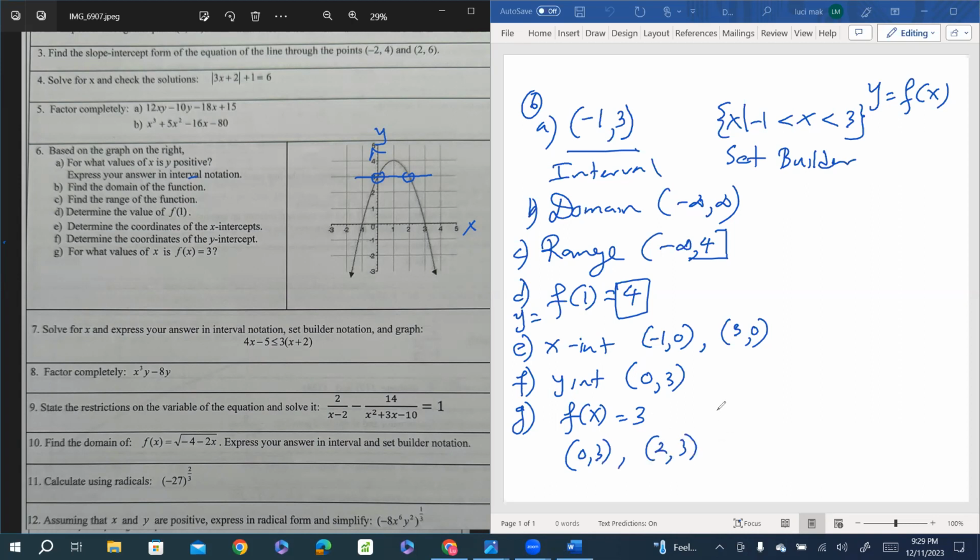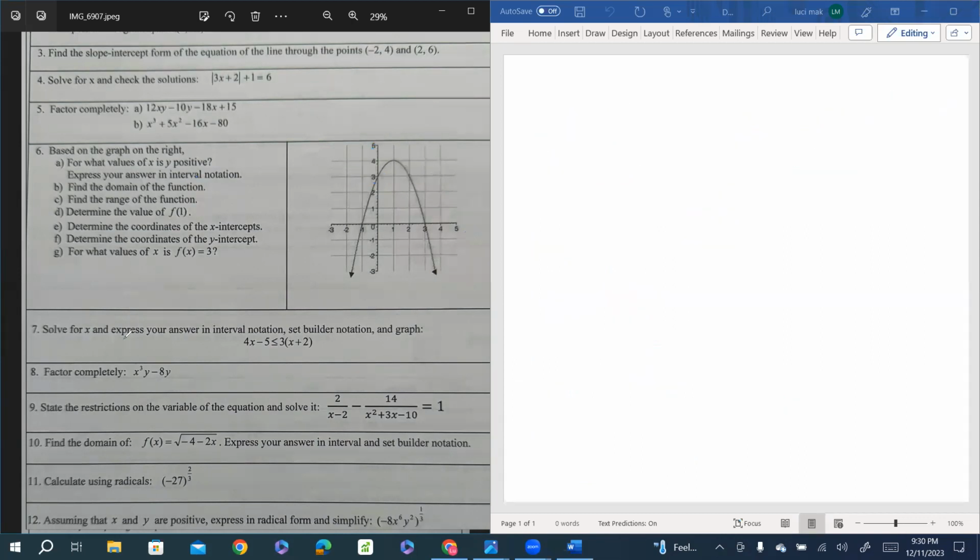So the x values that have y value 3, we have two of them, 0 as well as 3. Oh, actually, I'm sorry, 0 as well as 2, not 3. So let me erase that. Actually, it's not 3, it's a 2. The x value is 2 when y value is 3. Okay. Any questions? I'm sorry. Let's look at the next question.